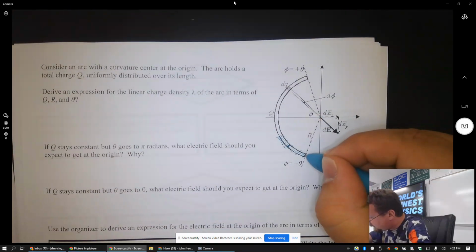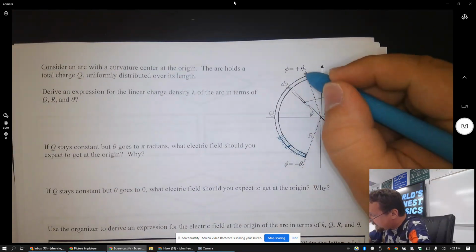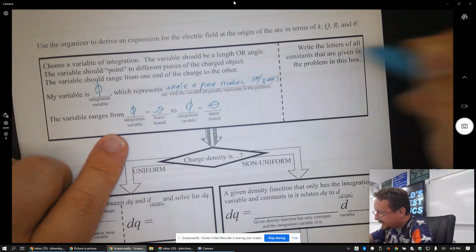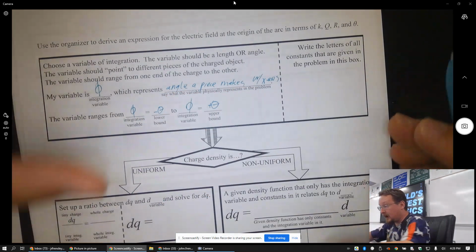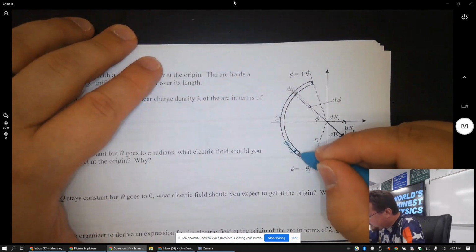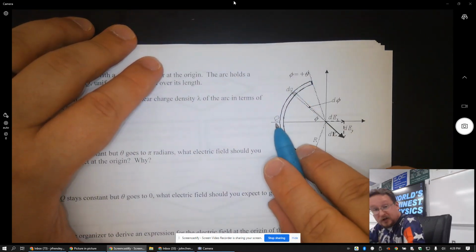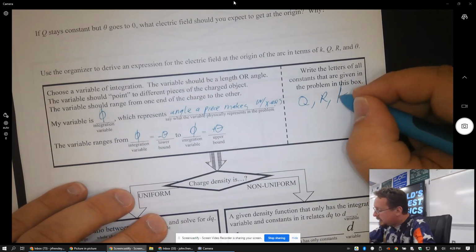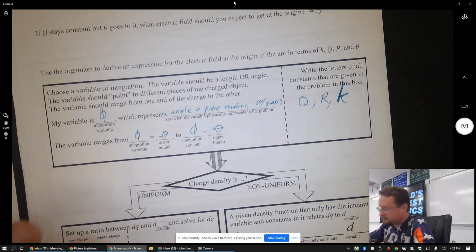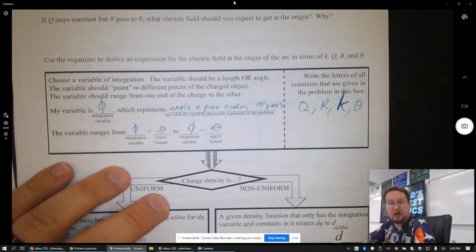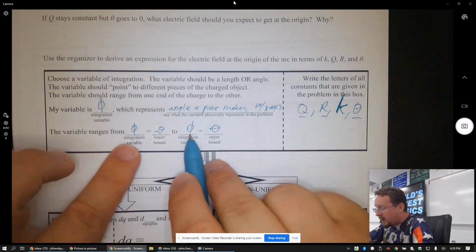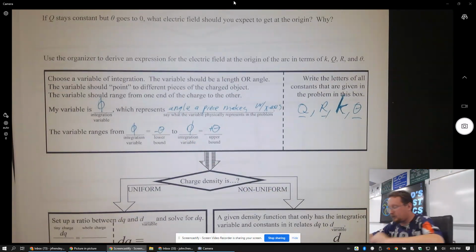Well, this phi, the first piece is negative theta. The last piece is positive theta. So from negative theta to positive theta. I want them to write anything that's a constant. That means as I go from piece to piece, what stays the same? Capital Q is the same. That's a constant. So is R. So capital Q and R. And if you want to throw in a constant, the Coulomb's law constant K. Theta is also a constant too, because these three things all describe the arc itself. The phi is just what I'm using to make an integral, right?